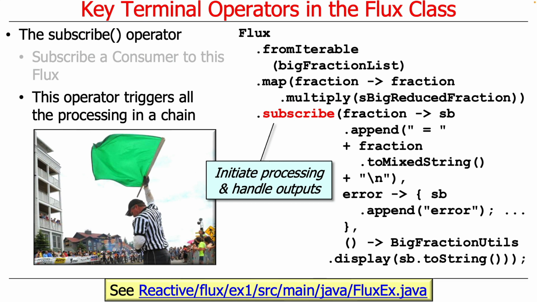Here we're going to have a big fraction list, and we're going to multiply and reduce, or so we're going to multiply these big fractions by some constant. And then we're going to subscribe, and that's going to set the wheels in motion. It's like the green flag at an auto race.